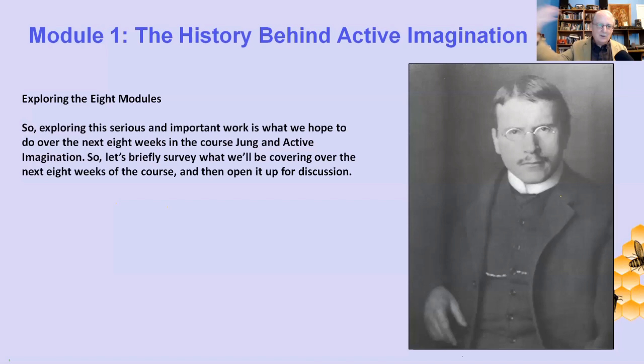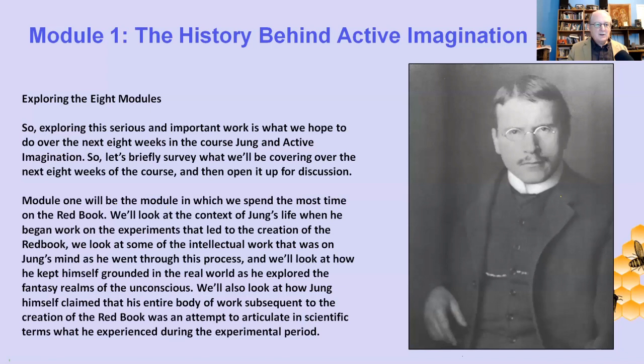modules. So module 1 will be the one where we spend the most time on the Red Book. We're going to look at the context of Jung's life when he began work on the experiments that led to the creation of the Red Book, and all the different processes he went through, and some of the contents of the Red Book, the Black Book. We'll spend a lot of time with what Sonu Shamdasani has to say about it in his introduction to the Red Book, and exactly where and how the process of active imagination, how he developed it, and how he later employed it with his other clients.